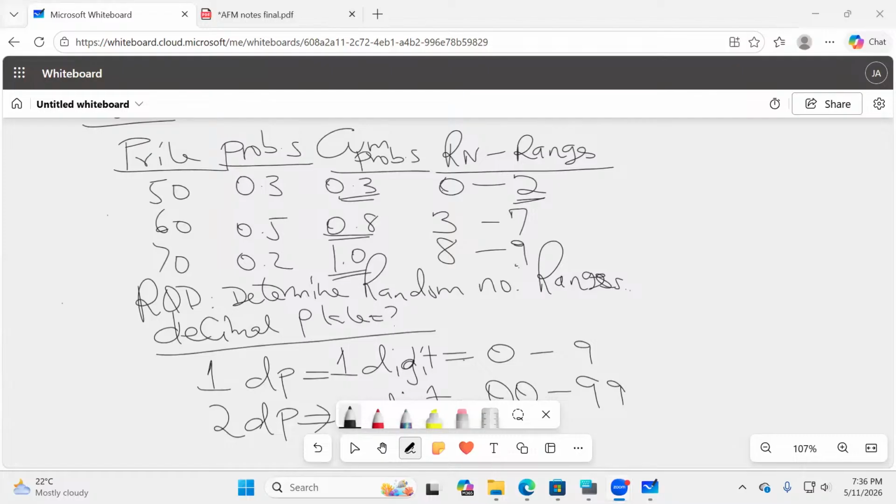But first of all, recognize that this is example number 1. These ones will be given in an exam. The only thing you won't be given will be cumulatives and random number ranges. Those cannot be given. So then we go to number 2.